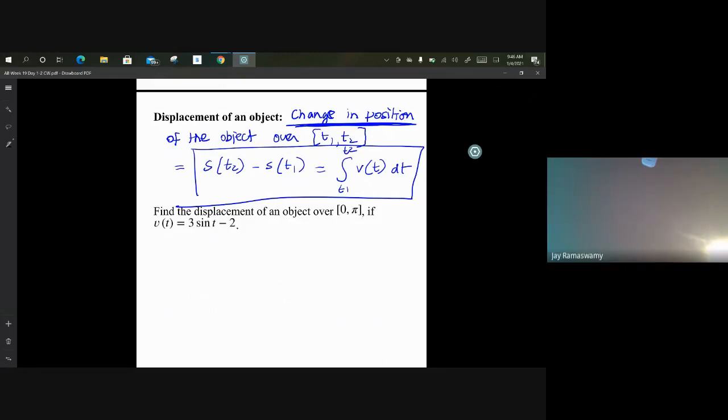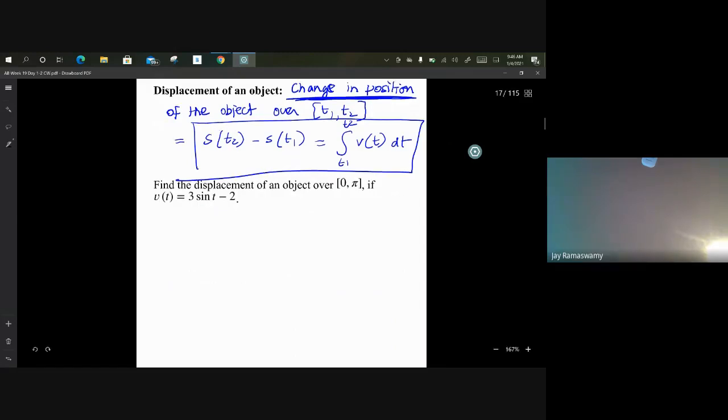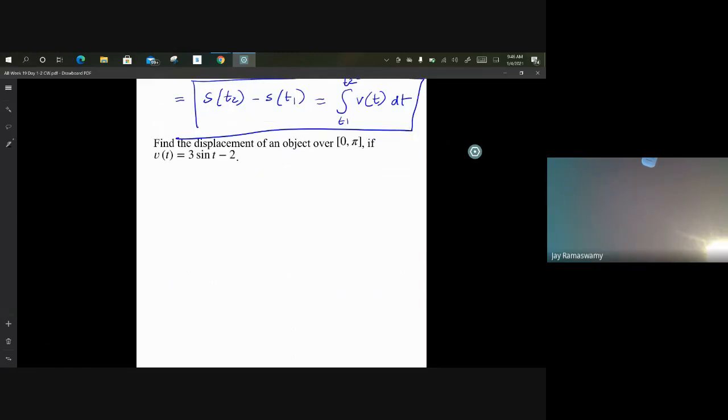So I'm doing a review. If you see the word displacement, you need to memorize that's the change in position. That's number one. Change in position means S of T2 minus S of T1. And you may say, where's the integral? It's the integral of velocity, the next guy. Okay, now let's do an example. Have a look at the example on that same page. It says find the displacement of the object from 0 to pi if v of t equals 3 sine t2 minus.